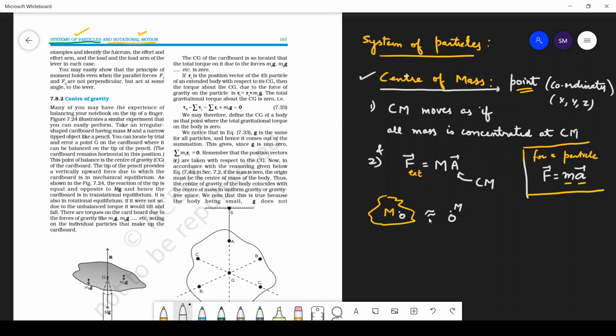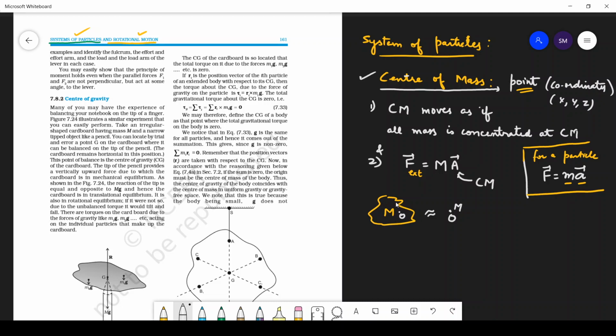What heavenly body do we have in the universe which is highly concentrated? Black holes? Yes. Are you aware about the black holes? Yes, sir. Okay. So they have very high density.